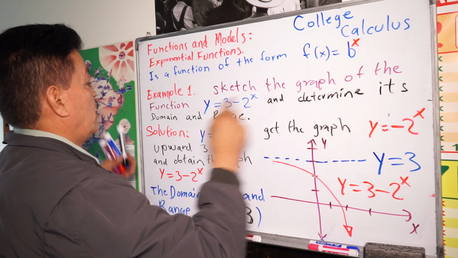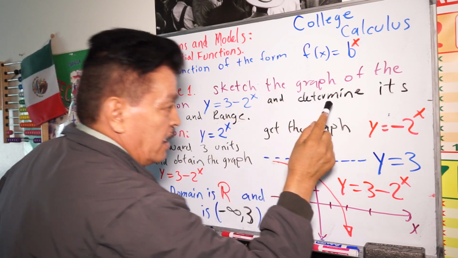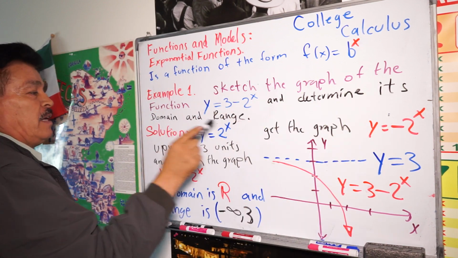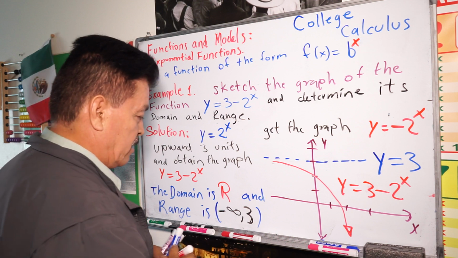Sketch the graph of the function y equals 3 minus 2 to the x power, and find its domain and range. It's right here, this is our answer. This is the right answer.